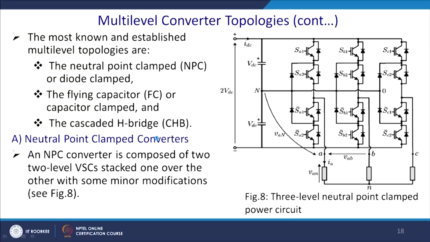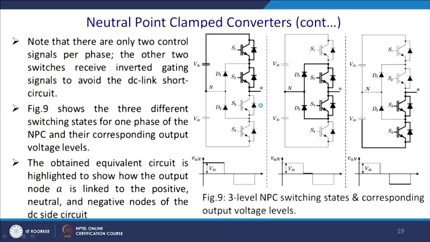The best known and established multi-level topologies are the neutral point clamp NPC or diode clamped, the flying capacitor FC or capacitor clamped, and the cascade H bridge or CHB. An NPC converter is composed of 2 level VSCs stacked one over the other with some minor modification. We can see that this is the 3 level neutral point clamped circuit. So, this is the conducting diode. One of the disadvantages of this topology is that the number of diodes is highly increased when the levels increase beyond 4. So, these are the neutral point clamp converters.